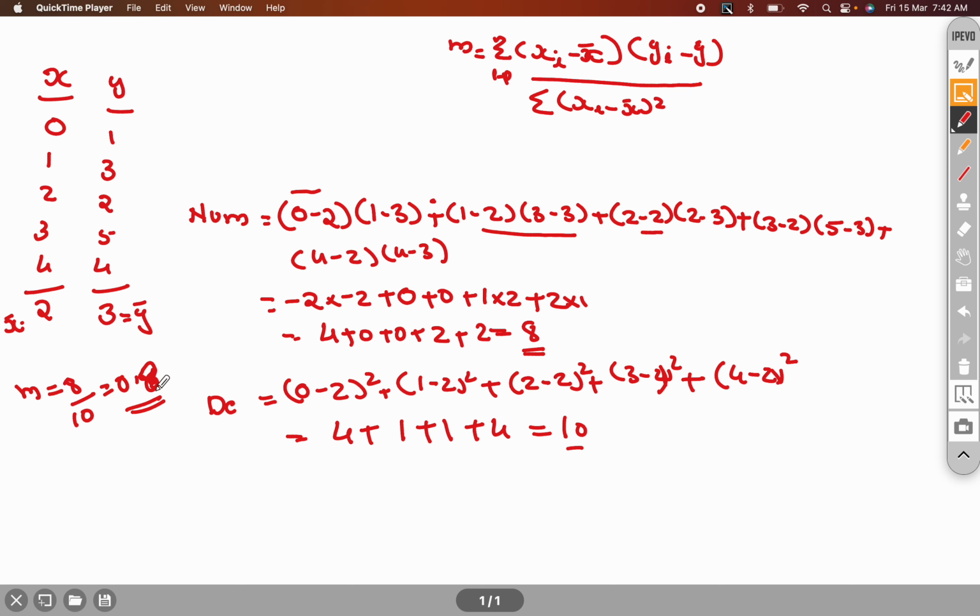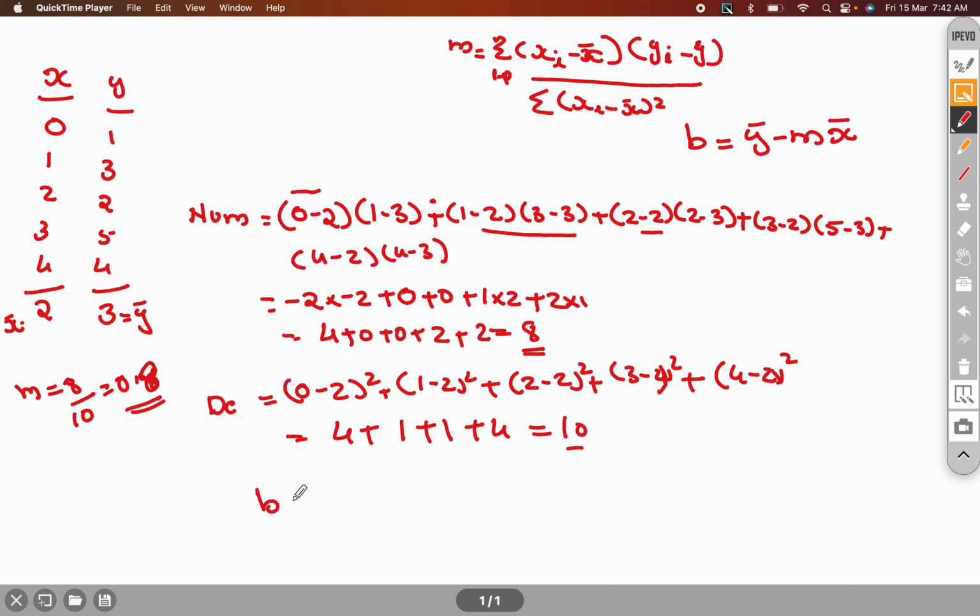Now we need to calculate b, right? So what is the formula for b? b is equal to y bar minus m into x bar. So this is the value of b.